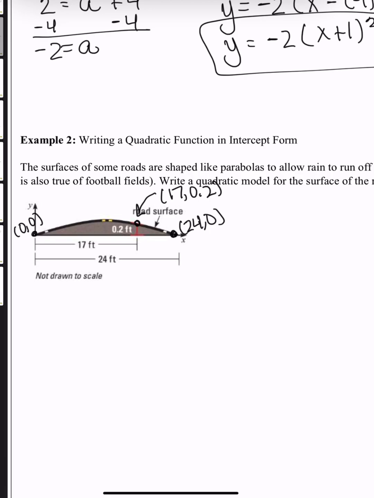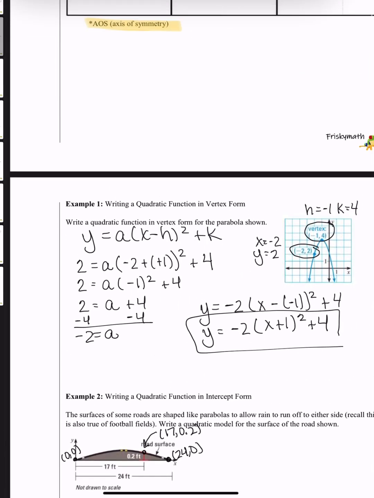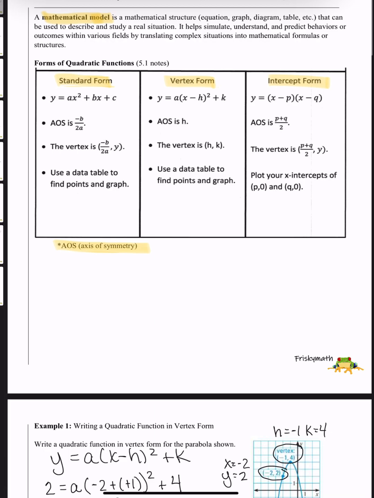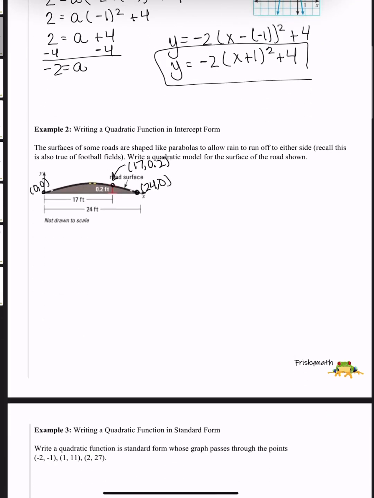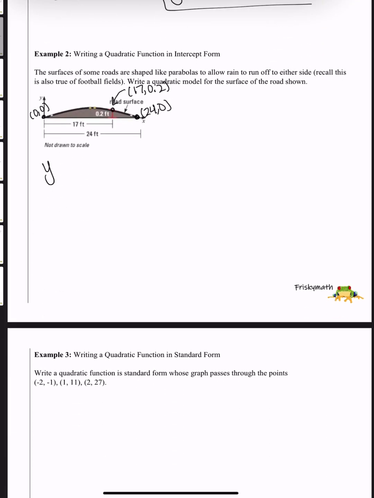So they said to use intercept form, which makes total sense because I'm given 2 x-intercepts and 1 additional point. So remember, intercept form looks like this, where your x-intercepts are your p and your q. So I'll have y, or you could use f of x if you want to put this in function notation, a times (x minus p) times (x minus q). All right, so my p and my q here are my x-intercepts. So we could say that p would equal 0 and q would equal 24.